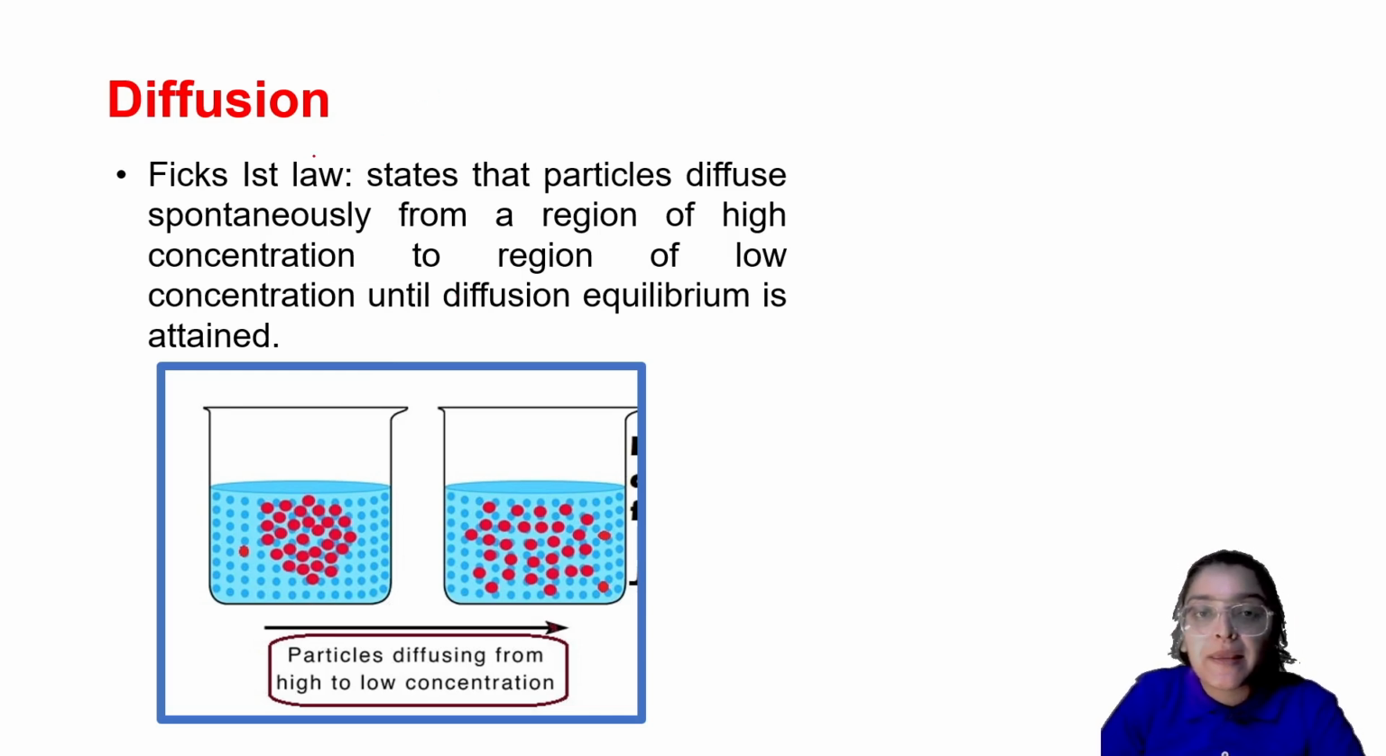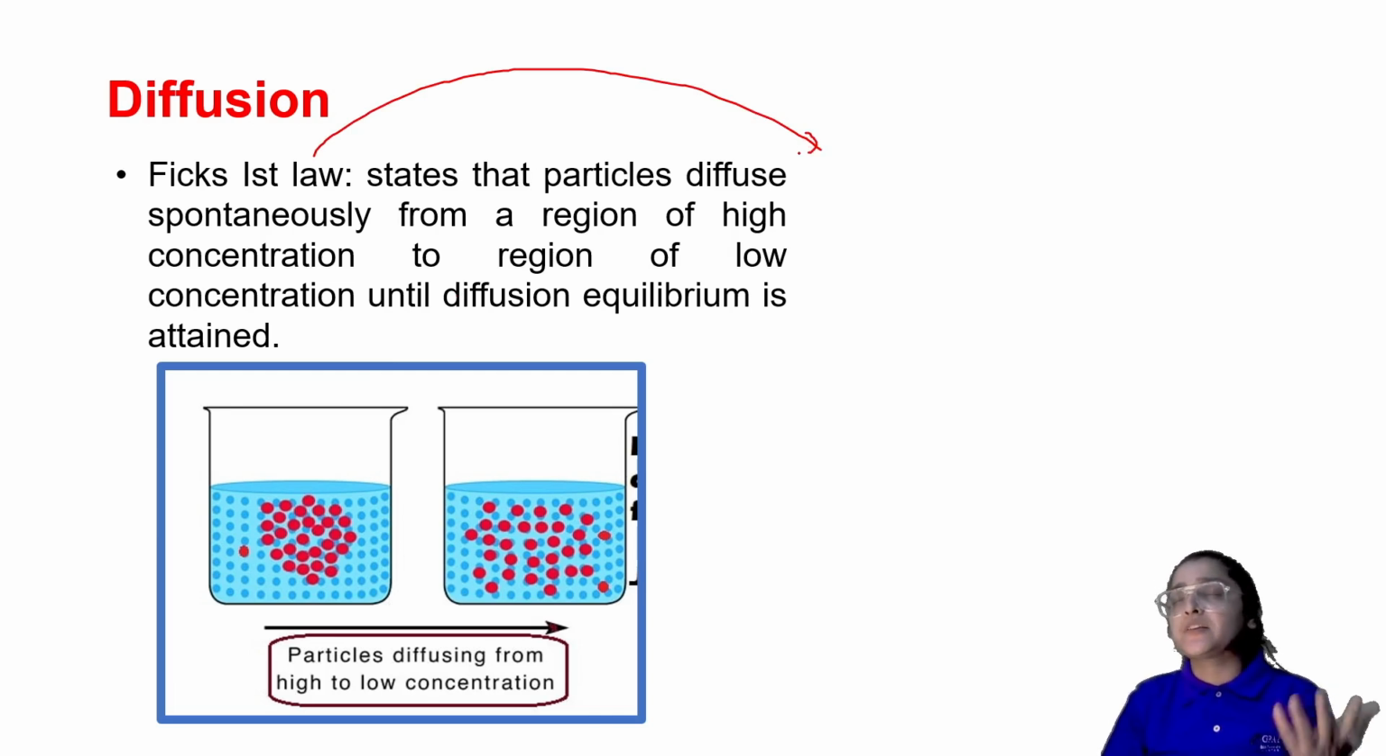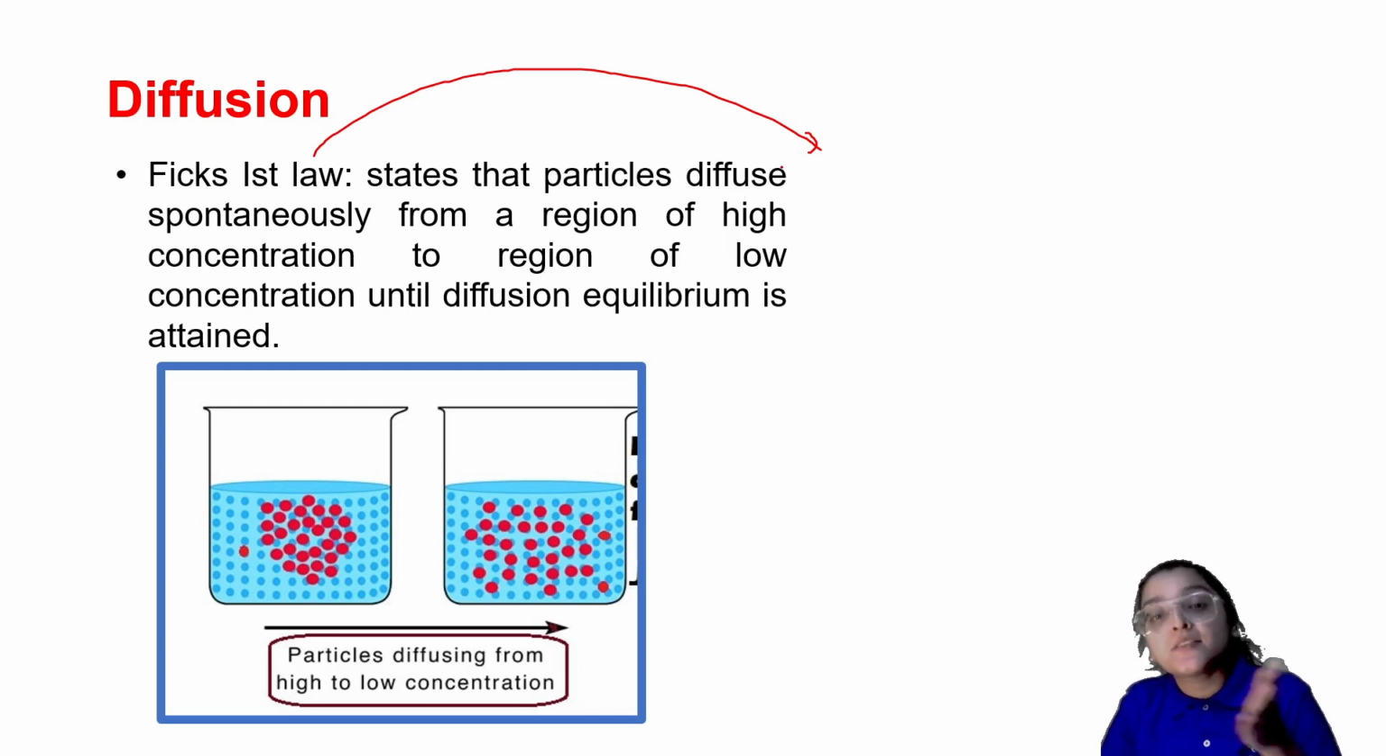This is explained by Fick's law. Directly the question can be asked, Fick's law explains what? It gives the expression for the diffusion coefficient. So it states that the particles diffuse spontaneously from a region of higher concentration to a region of lower concentration until the diffusion equilibrium is attained.